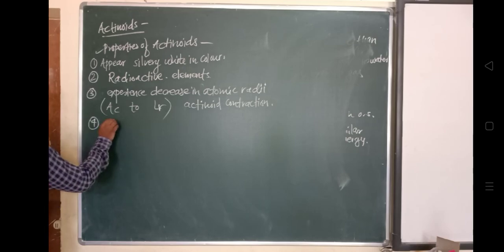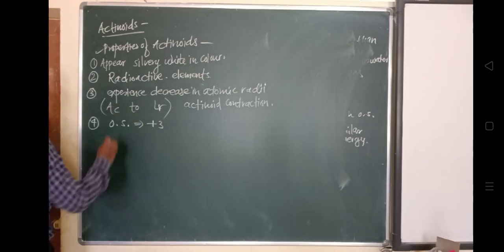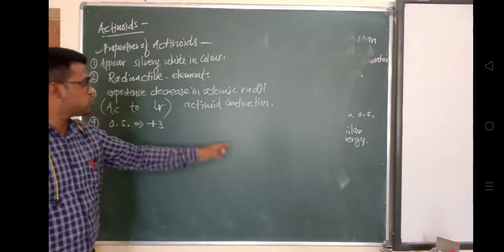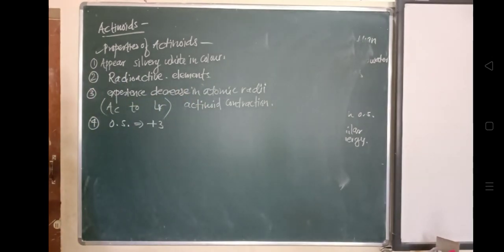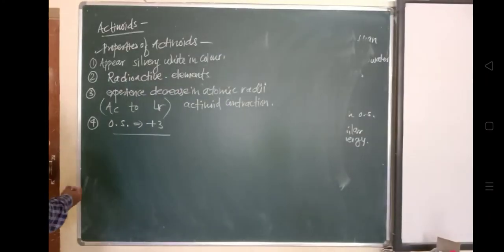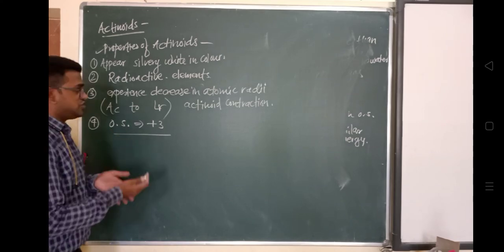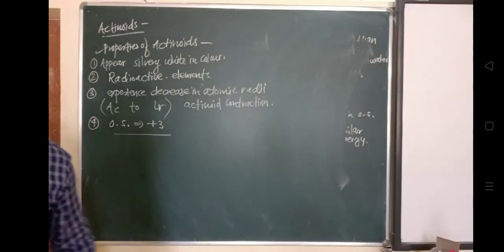They usually show a common oxidation state of plus 3 across the series. The first half of the series usually shows high oxidation states. They appear with increasing actinoid contraction, and the common oxidation state is plus 3. Early actinoids have a higher oxidation state initially due to the removal of electrons from the outer orbitals. This is the reason. These are the properties of the actinoids.